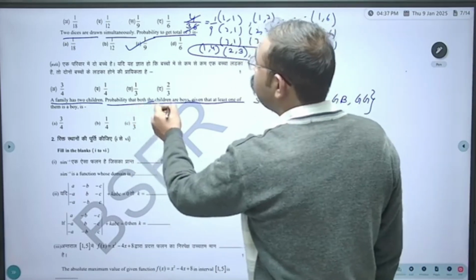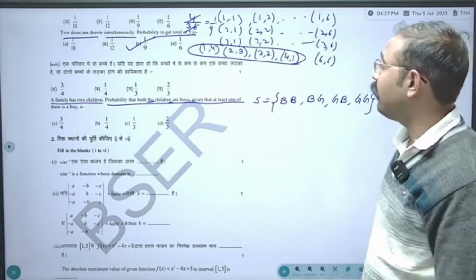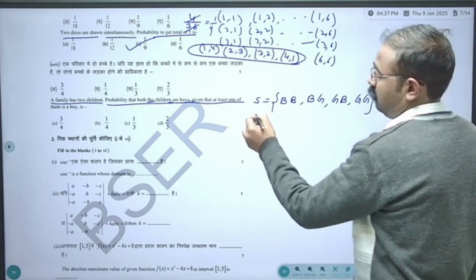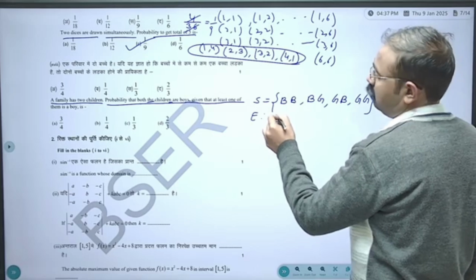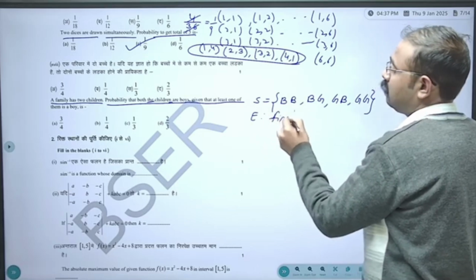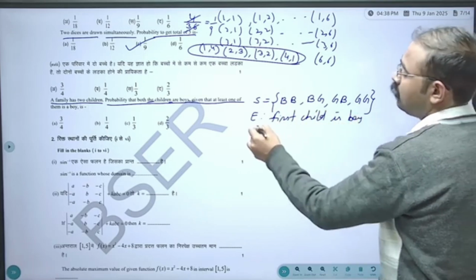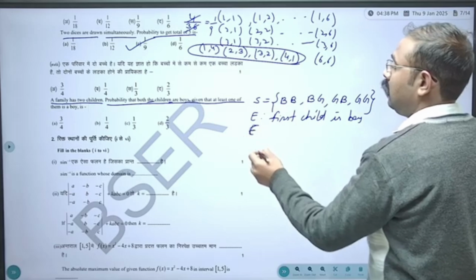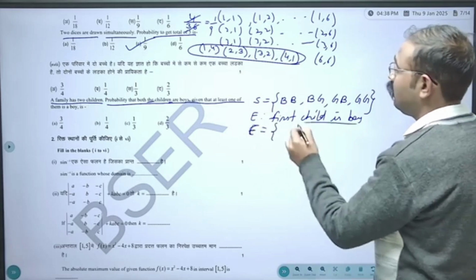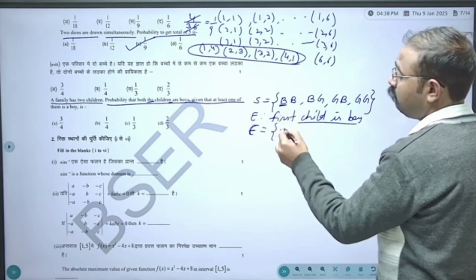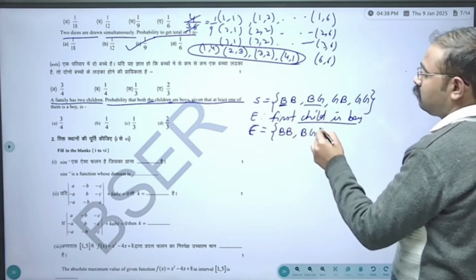Probability that both the children are boys means first one is boy and second one is also a boy. Let me choose event E: first child is boy. So in event E, outcomes are first one is boy. In first one boy, in this we have first one as boy. In this also we have first one as boy. Only these 2.